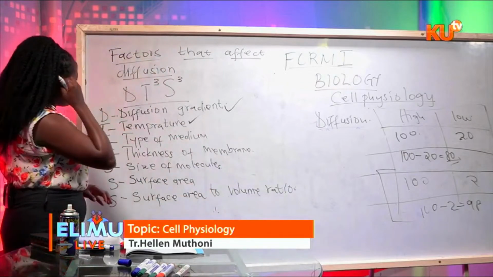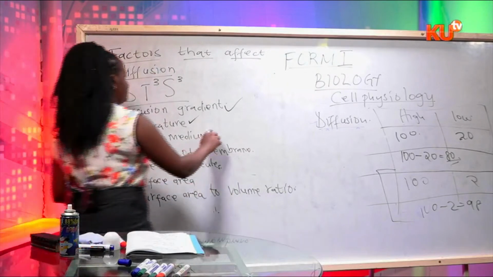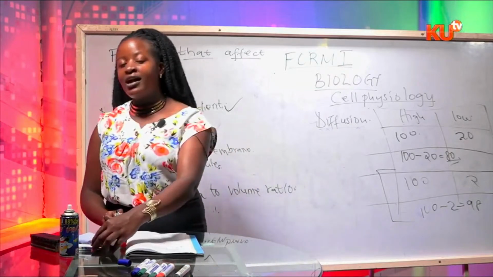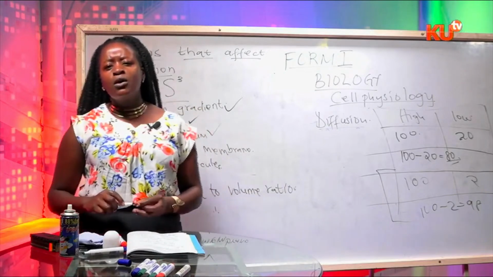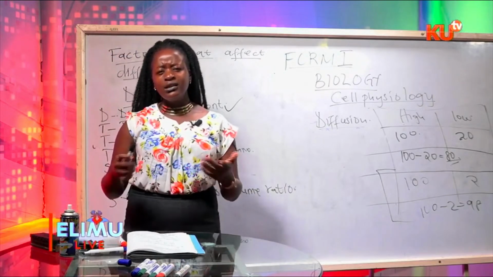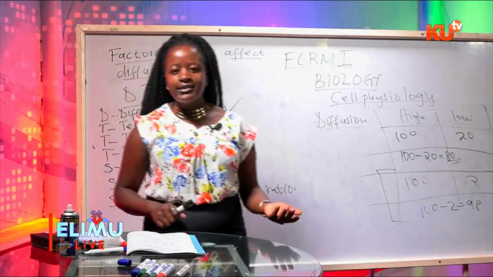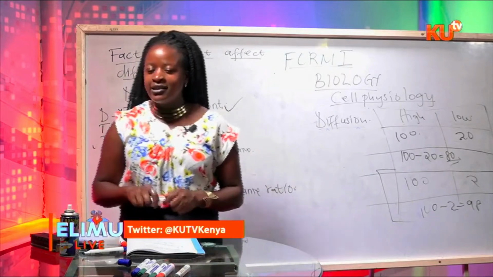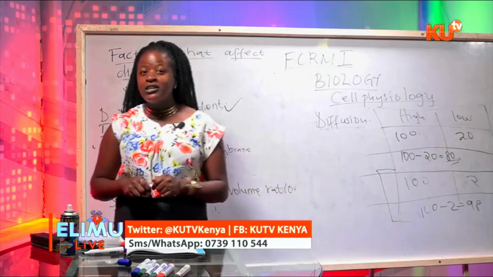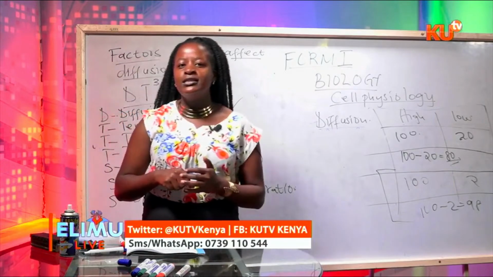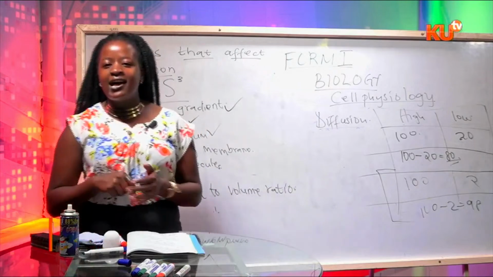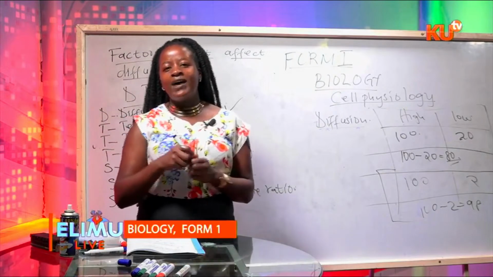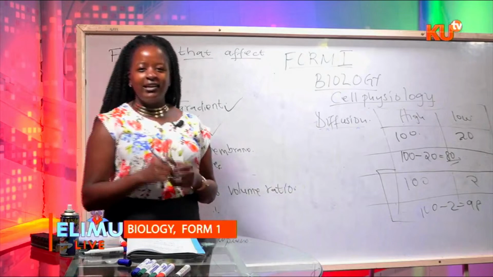Then we have another factor, that is the type of medium. A medium is where something is taking place, or it can be a reaction, it can be a movement. So we have three types of mediums. That is the three states of matter: solids, liquids, and gases. Diffusion does not take place in solids, but it takes place in gases and liquids. The thing is, diffusion is faster in gases than in liquids.